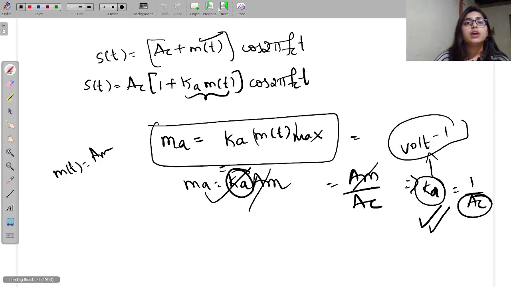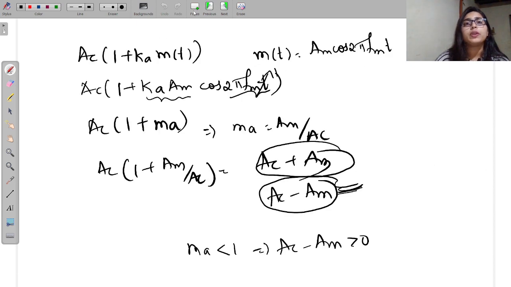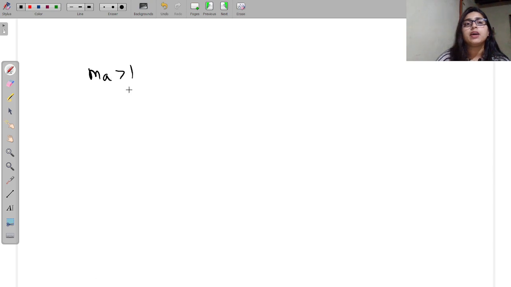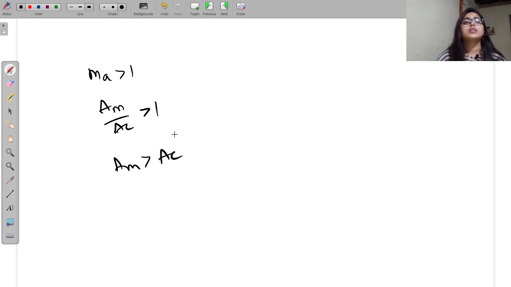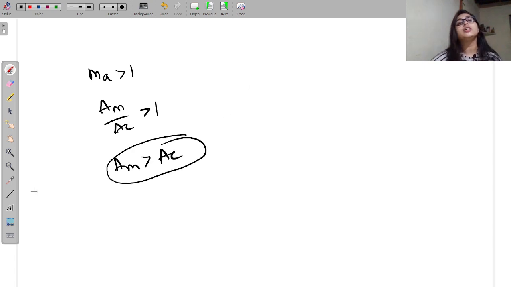Okay. So in the case of overmodulation, MA is greater than 1. That means AM by AC greater than 1. AM is greater than AC. So this is the condition for overmodulation. So we will be studying about the single tone modulation, multi-tone modulation in the next lectures.